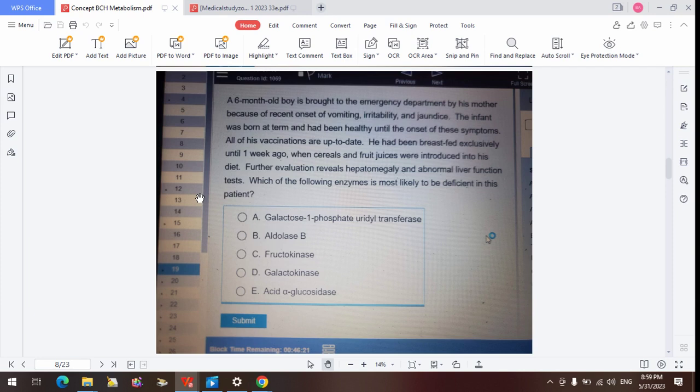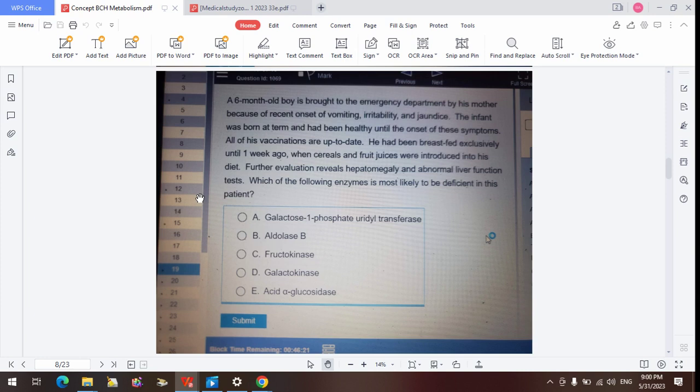That means that fructose 1 phosphate is actually accumulating. So what do we need to convert fructose 1 phosphate to DHAP and glyceraldehyde? We need aldolase B. If aldolase B is deficient, the person accumulates fructose 1 phosphate in the liver and kidneys, and it brings about all these things. Do you get it now, doctor?